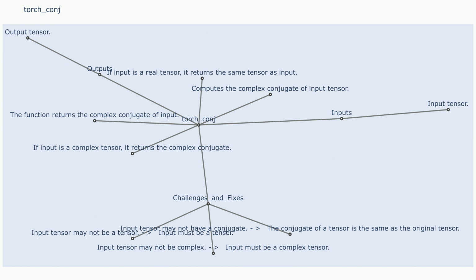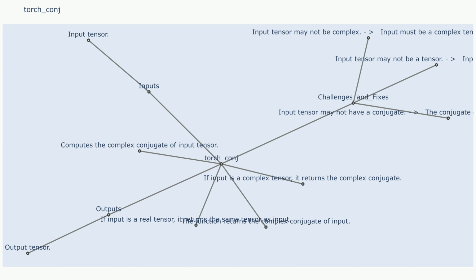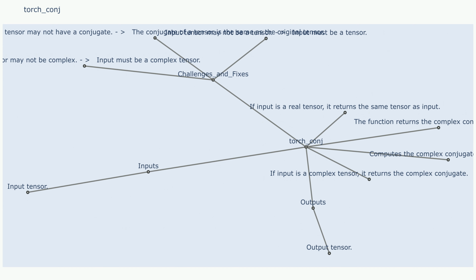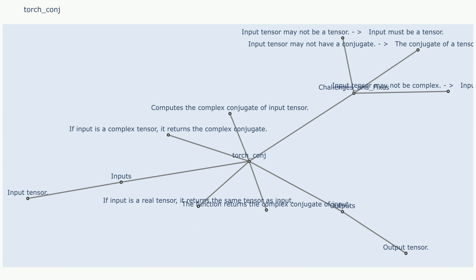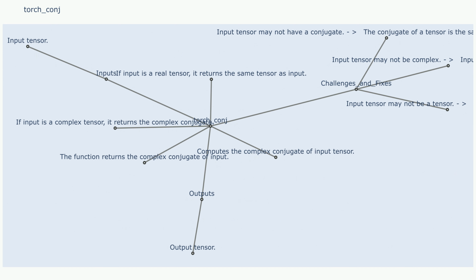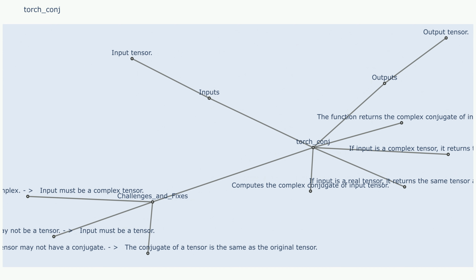Challenge 2: applying torch.conj to tensors that are not complex. Sample use case that resulted in challenge 2: using torch.conj on a tensor containing only real numbers. Fixes to challenge 2: ensure that the input tensor contains complex numbers. If you are dealing with real-valued tensors, torch.conj will return the original tensor unchanged.